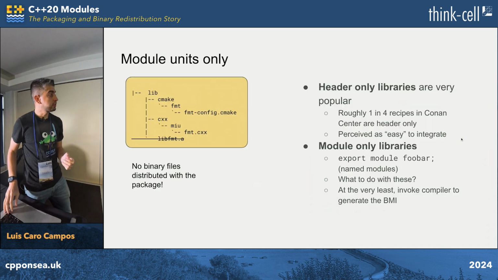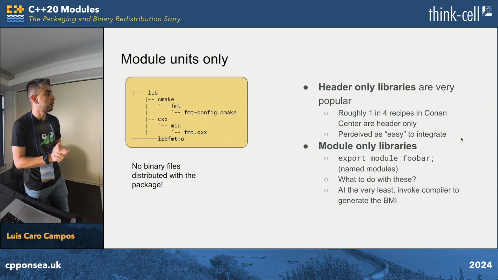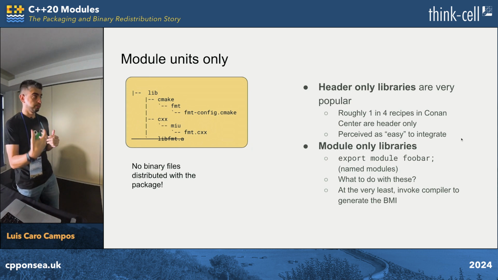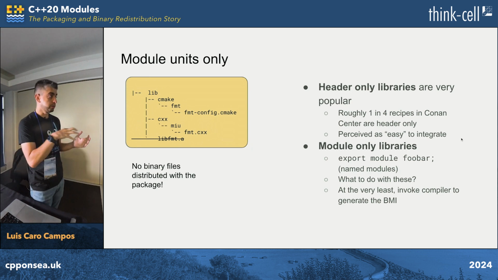So the case is such that in Conan Center, last time I checked, roughly 1 in 4 recipes in Conan Center were for header-only libraries. And I would say there's a lot of incentive on the maintainer side because they're perceived as easy to integrate. But module-only libraries, if we can refer to such a thing, are a challenge because the compiler needs to be invoked for the files before compiling the files that do the imports, right? As we've seen before.